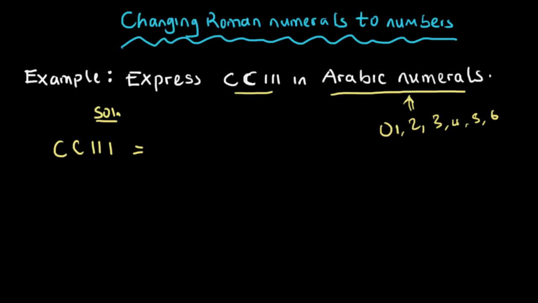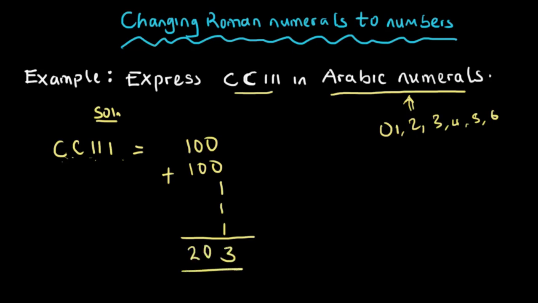Now remember, when the smaller symbol is in front, you just add. So we can see that III, which is the smaller symbol, is in front. So we just add straight up. C is 100, C is 100, I is 1, I is 1, I is 1. If we add all this together, we'll be having 1 plus 1 plus 1 is 3, 0, 1 plus 1 is 2. So our answer is 203. I hope you understand this.